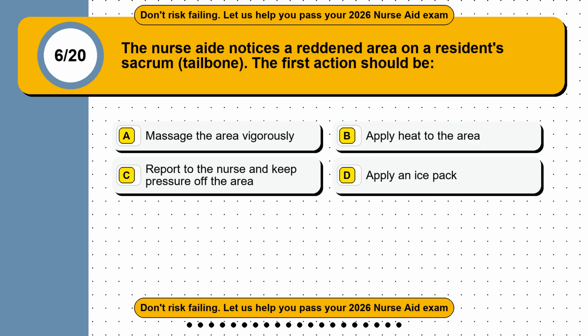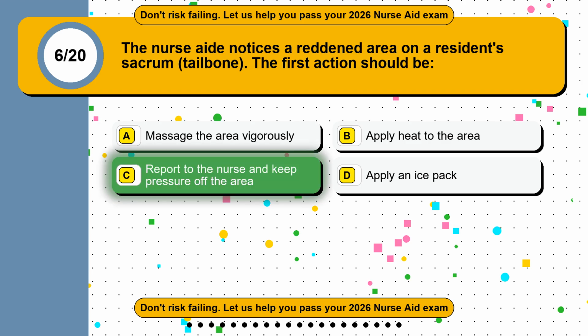Question 6. The nurse aide notices a reddened area on a resident's sacrum, tailbone. The first action should be: Option A. Massage the area vigorously. Option B. Apply heat to the area. Option C. Report to the nurse and keep pressure off the area. Option D. Apply an ice pack. The correct answer is option C. Report to the nurse and keep pressure off the area.